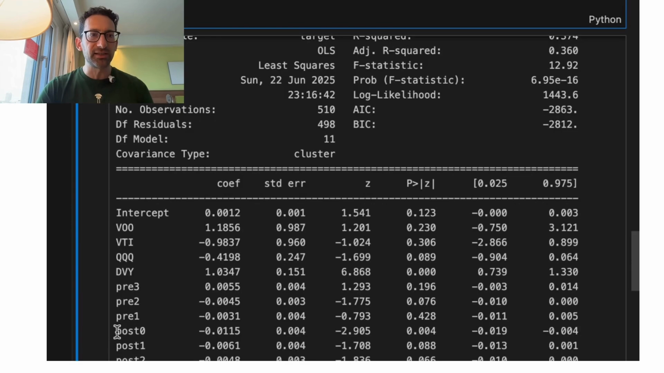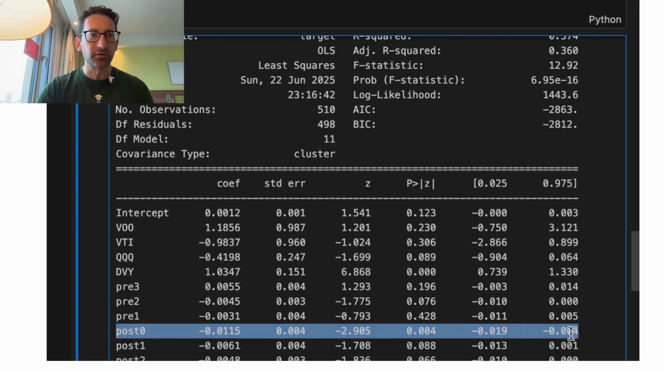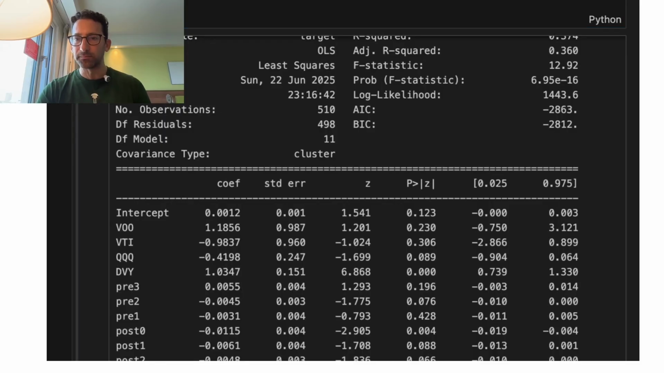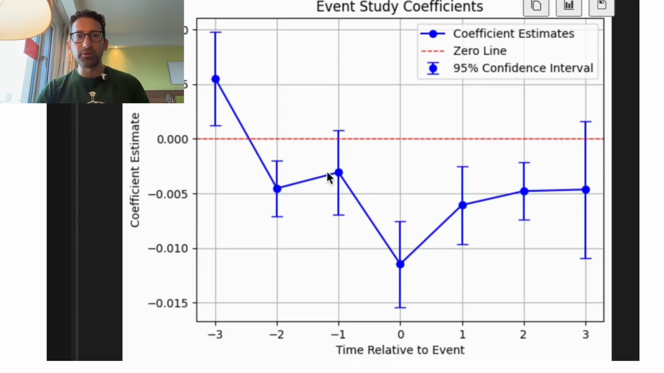And we can see this is the key right here, post zero. We can see that on average, these companies see a stock price decline of just over 1% relative to the performance in these market indexes. And so that's important. Basically, if the market goes down by, let's say, 2%, we would expect that if it's an ex dividend date for one of these companies, it would drop by an additional 1%. We can then plot these coefficients.